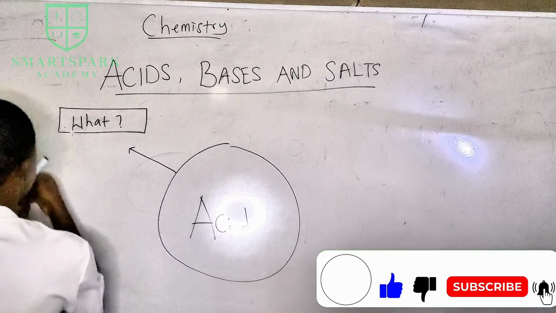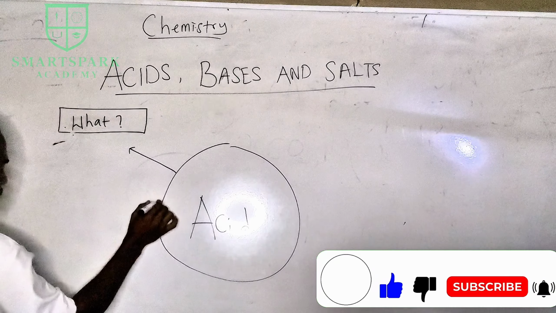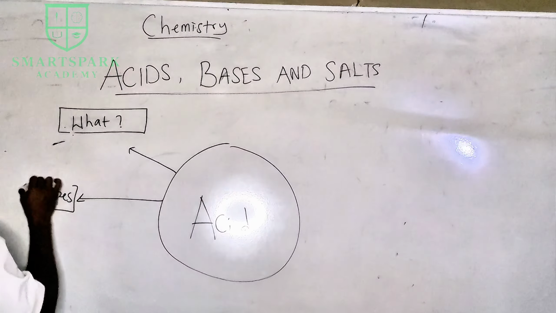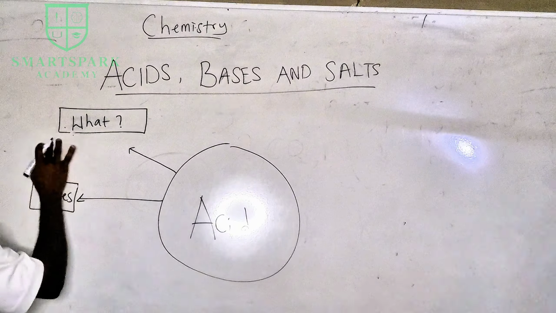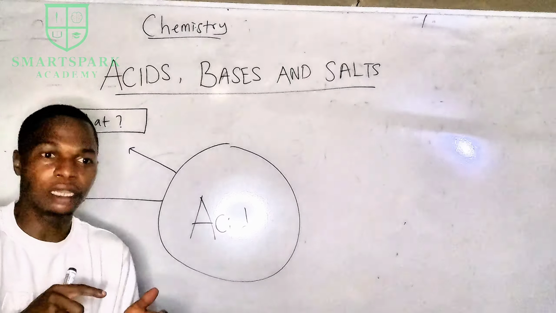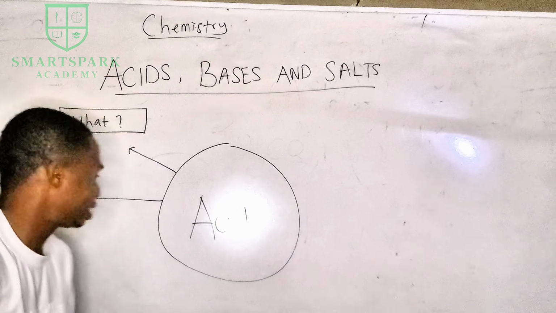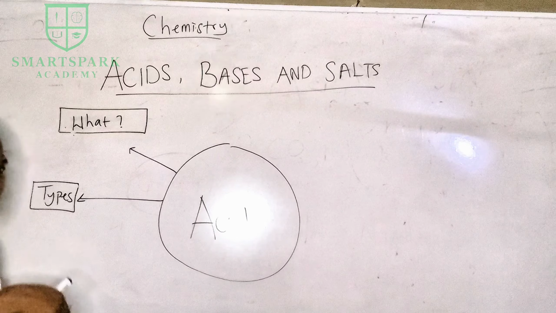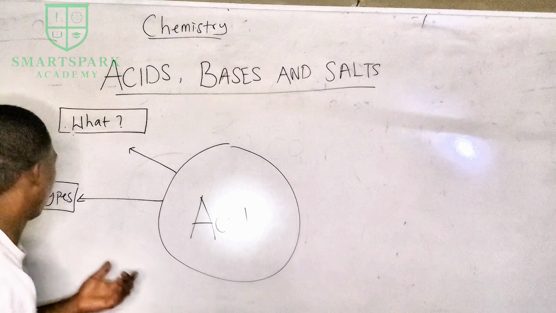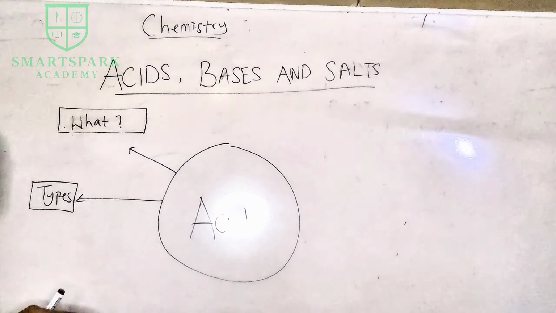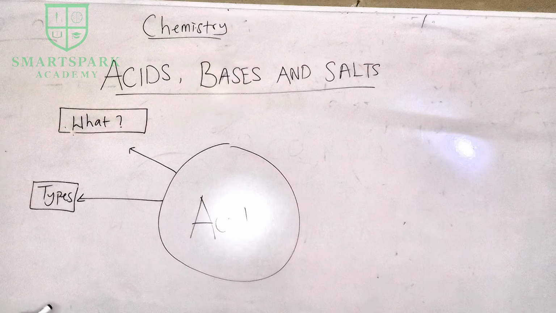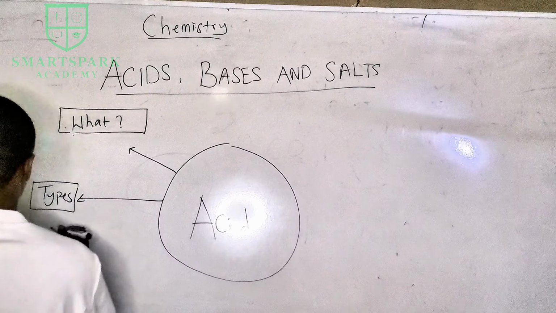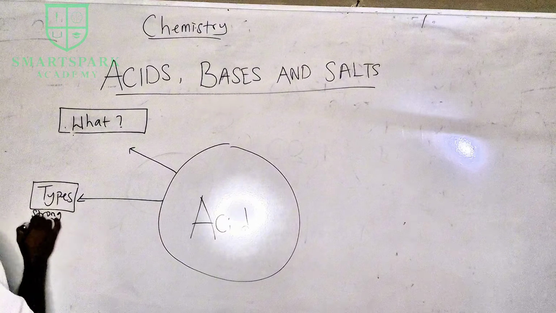Now, furthermore, there are two types of acid. We have the strong acid and the weak acid. The strong acids are acids that dissolve completely in water, while weak acids are acids that dissolve partially in water. So when a strong acid dissolves in water, all the hydrogen ion will be used up, while a weak acid, when it dissolves in water, all the hydrogen ion will not be used up. That's the types of acid: strong and weak.